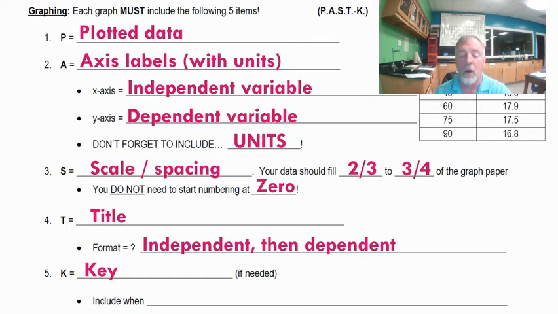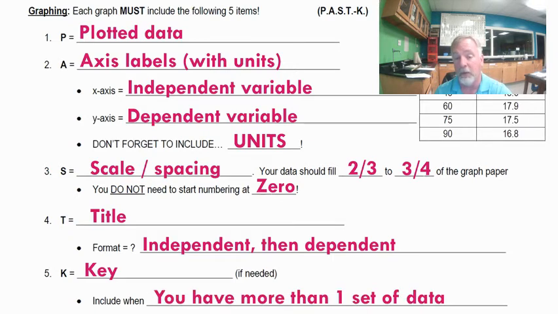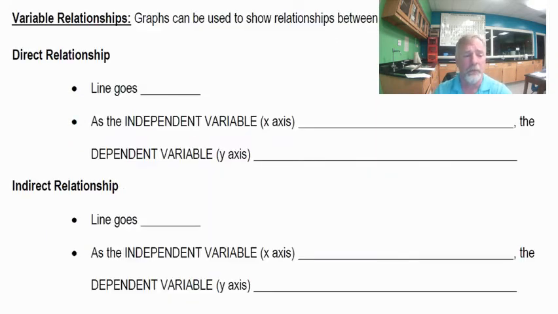If we have more than one set of data that we're plotting on our graph, how do you know which data points go with which set of data? We only do this when we have more than one set of data. If you only have one set of data, no key is needed. So let's do an example.